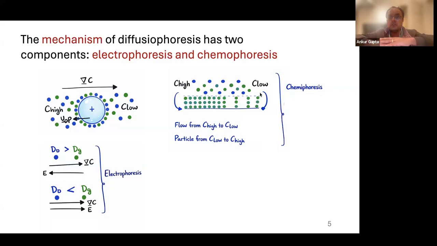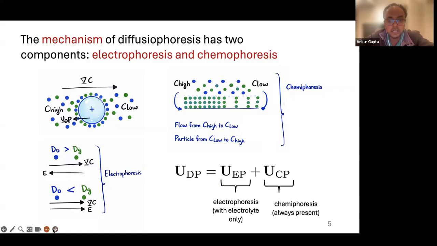Now imagine you are in the particle frame of reference. In that case, the flow will happen from left to right, right? Because you are in the particle frame of reference. So flow in the fluid will essentially happen from left to right. But actually, the particle is moving and the fluid is stationary. So the particle will move from right to left. And so that's why the motion will happen towards higher concentration. So this is known as chemiphoresis. And so basically, diffusiophoresis is the combination of electrophoresis and chemiphoresis.